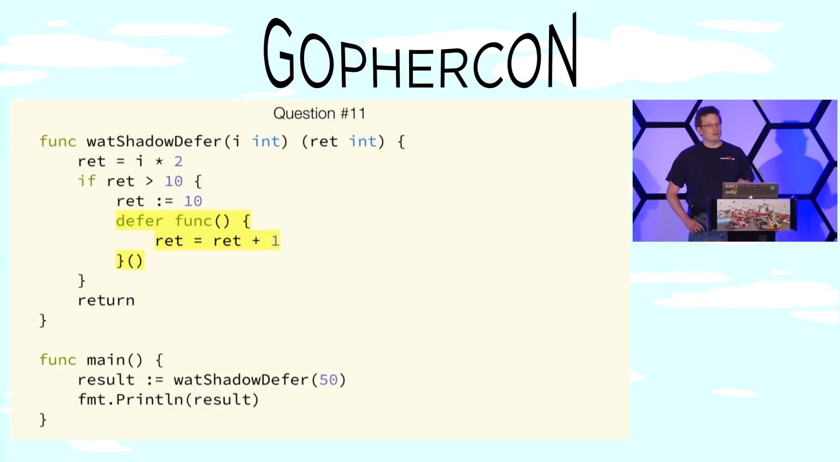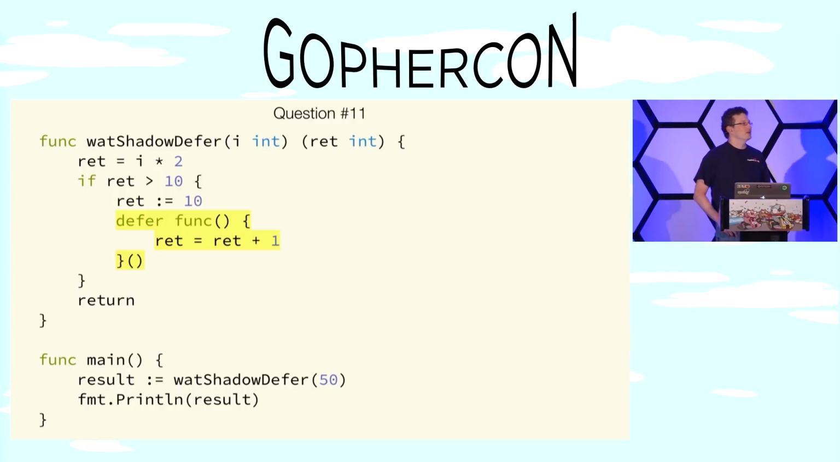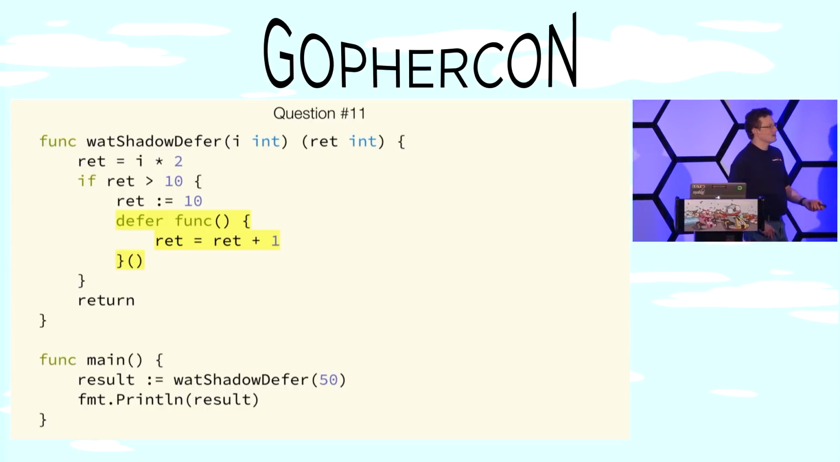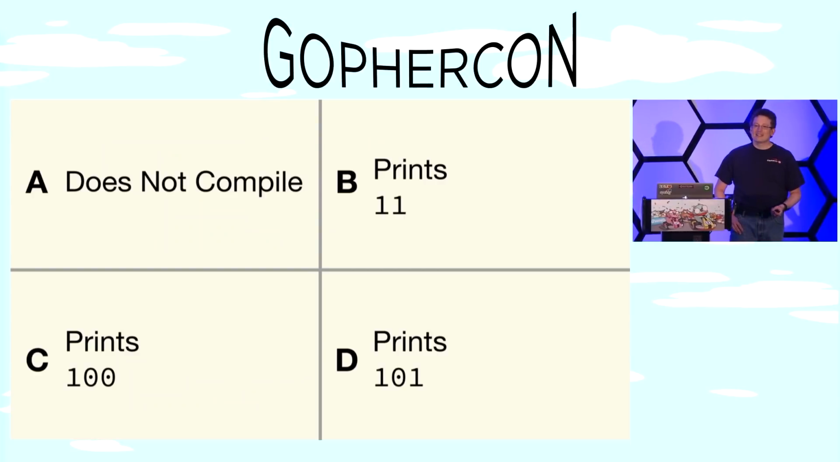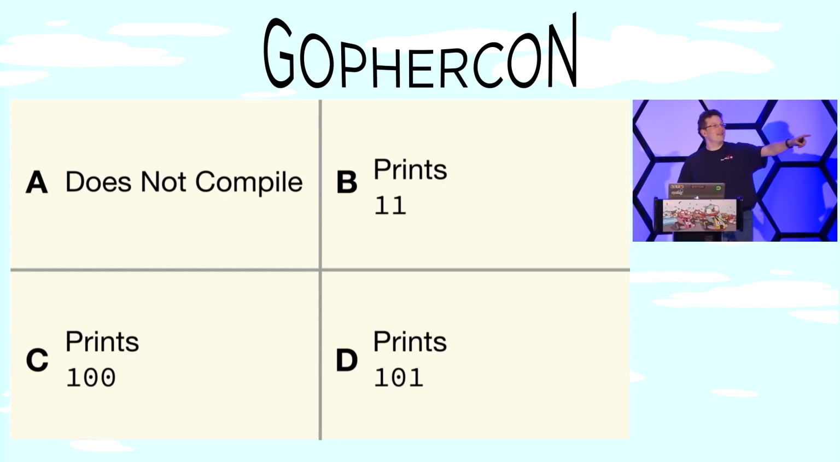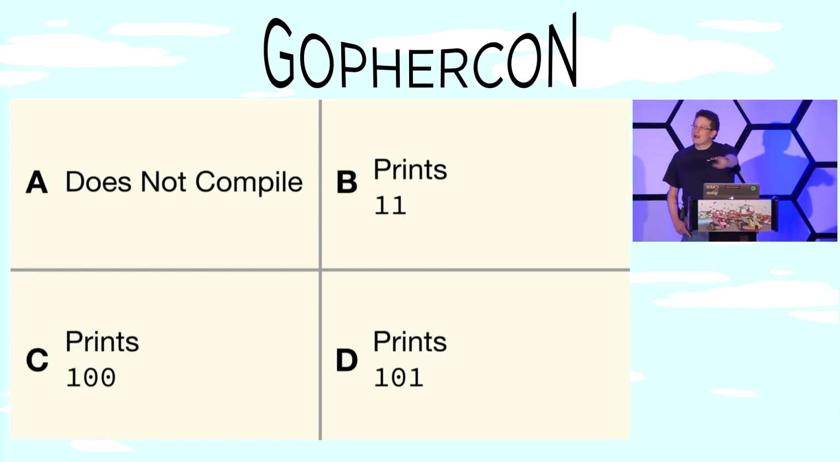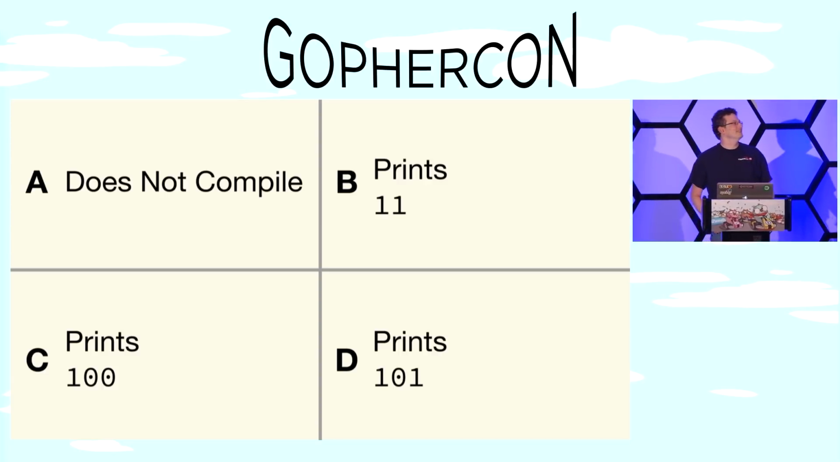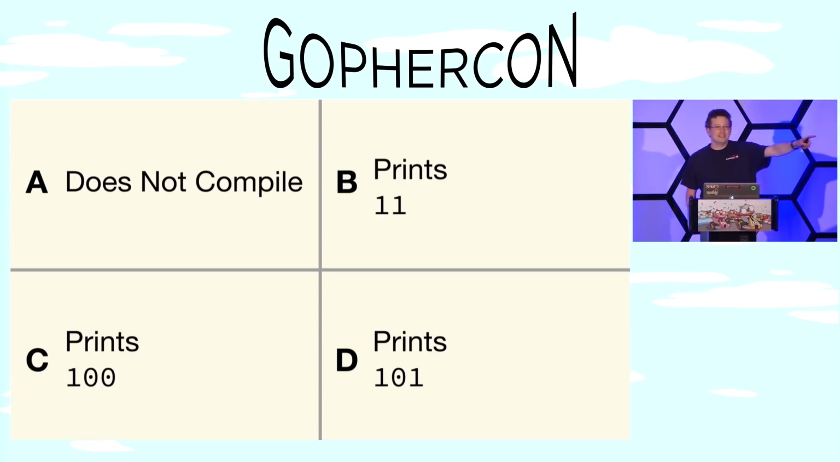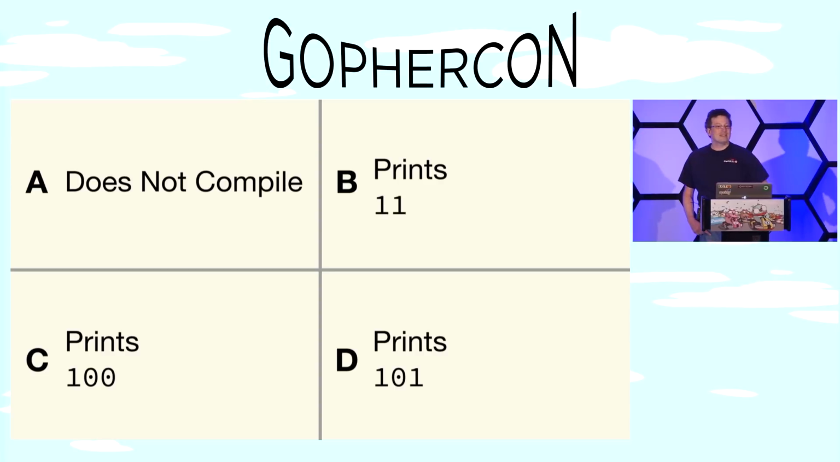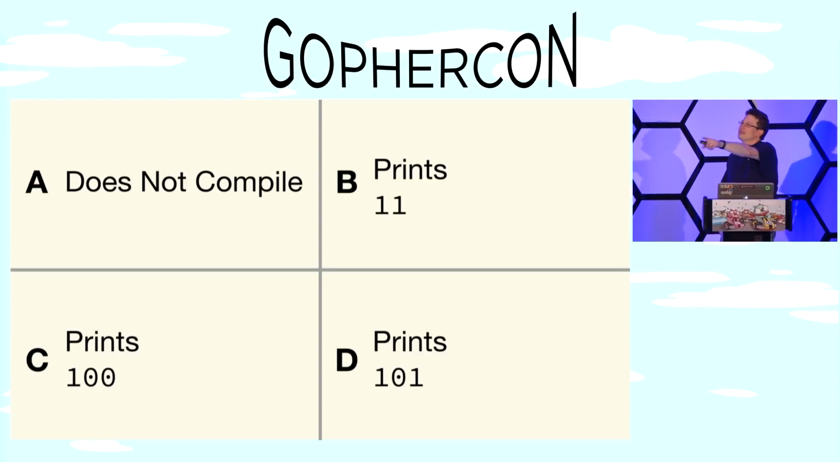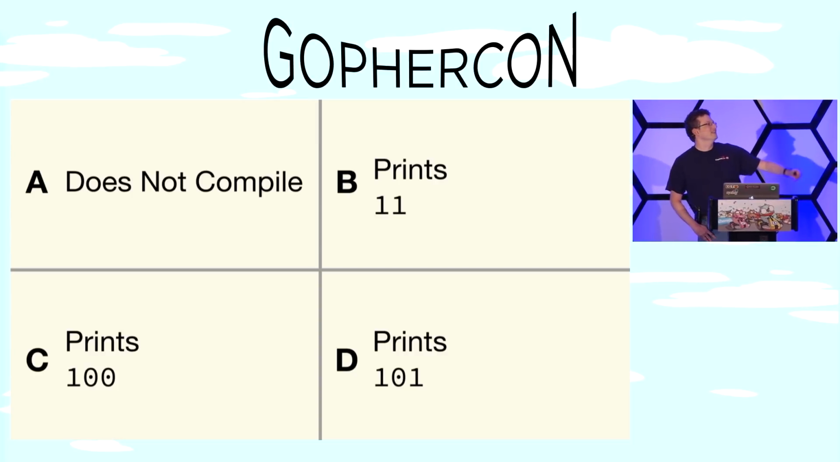And so we have a defer that has ret equals ret plus 1 inside of the inner block. So what is this going to do? Does this A, not compile? Anyone think it's not going to compile? All right, B, does it print out 11? Okay, a couple of votes for 11. Good, some 11s. All right, C, does it print out 100? Does the top level ret win entirely? Okay, got some 100s, good. And D, does it print out 101?